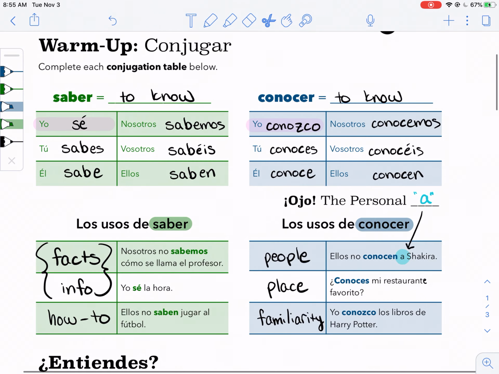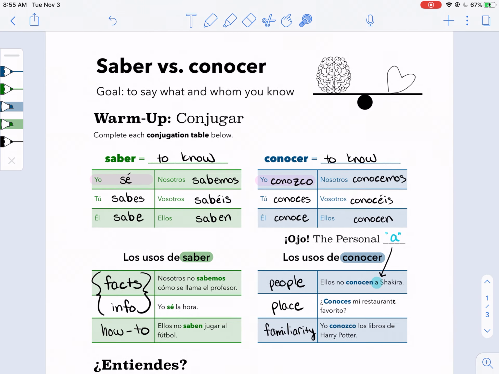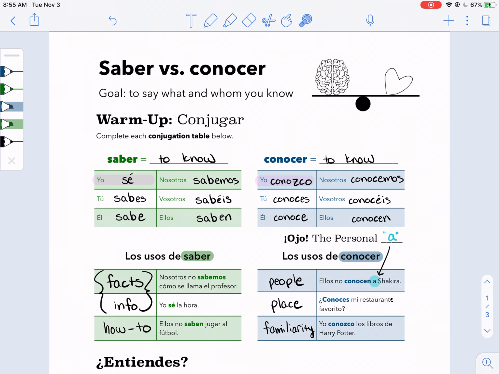I like to summarize these two with this image up here. So when I look at facts and information and how to, this is stuff that I know in my head. I know it with my brain. Okay, so use saber to talk about head knowledge. Conocer, on the other hand, people, places, you're familiar with things, that's information that you know in your heart. So that's like, conocer is a heart knowledge. Conocer, like corazón.